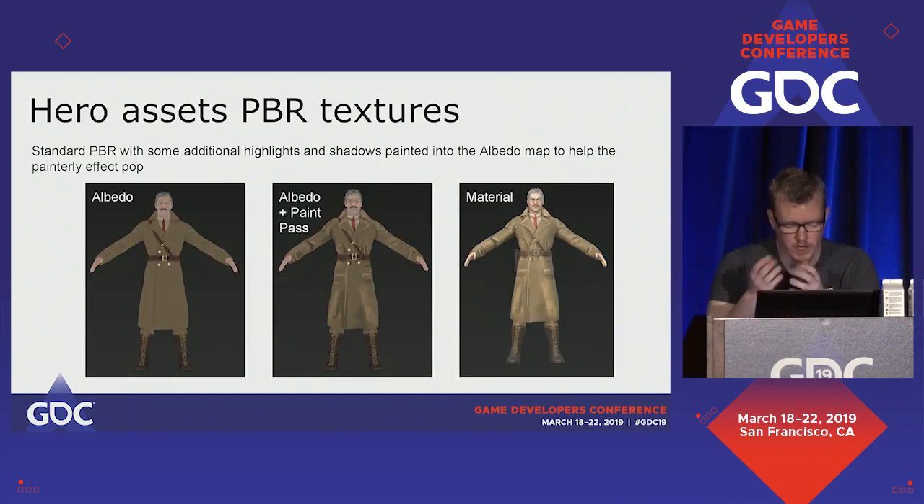So for characters and other hero assets, this is the process. We would do the same texture method that you saw earlier, but we would also paint extra highlights and shadows into the albedo map to make the characters pop even more underneath the effect.